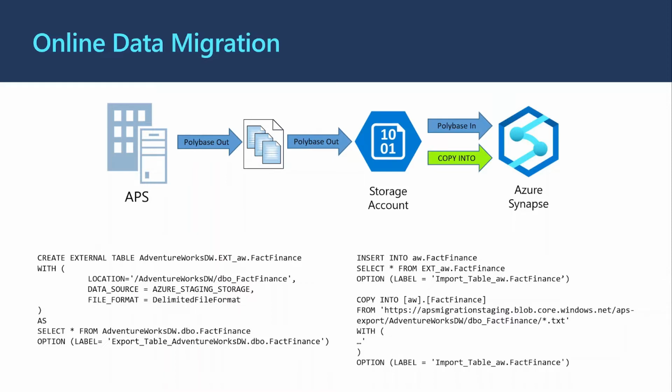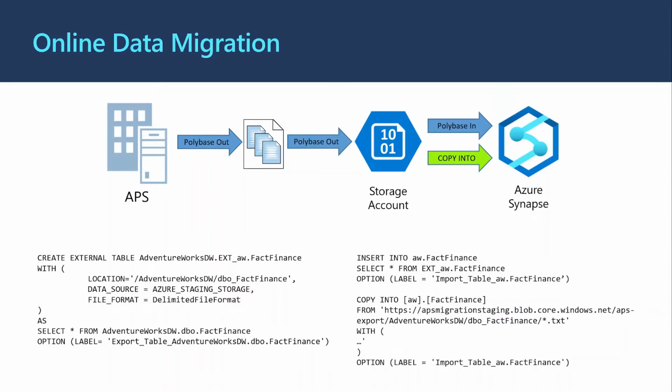Let's look at the online data migration process overview. It is called online because all data is moved to the cloud over a network connection. No offline storage is required. Here, the most efficient way to export and import data is Polybase, which uses a concept of external tables, which use data in Azure Blob Storage.